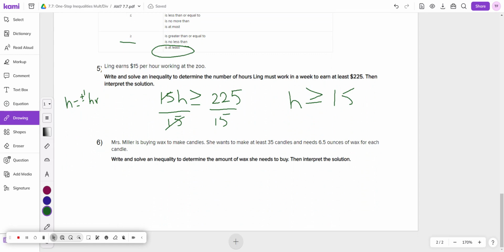All right, last one. Mrs. Miller is buying wax to make candles. She wants to make at least 35 candles and needs 6.5 ounces of wax for each candle. Write and solve an inequality to determine the amount of wax that she needs to buy. When I'm writing an equation or an inequality from a word problem, I always put my variable on the left. She's used 6.5 ounces of wax for each candle. Let's see, the amount of wax she needs to buy.